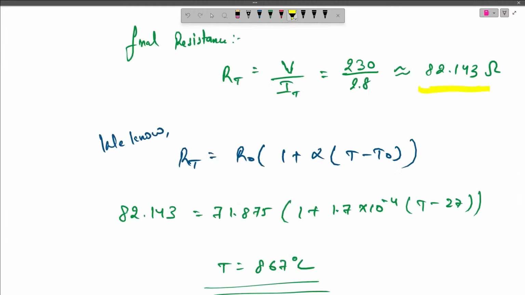Now we know RT, that is the final resistance, R naught, we have been given alpha, we have been given T naught. We also need to find out T, so substituting the values we will calculate T, that is the final temperature. Now T will be 867 degrees centigrade. Thank you.